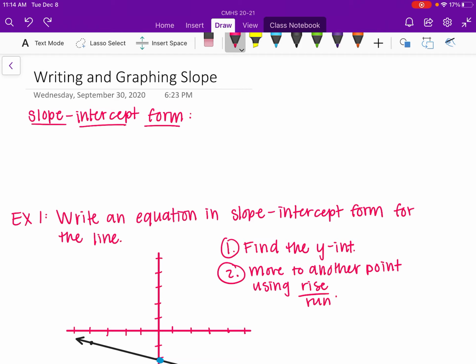Okay, so yesterday we talked about slope in general. Now we're going to talk about how slope relates to lines.